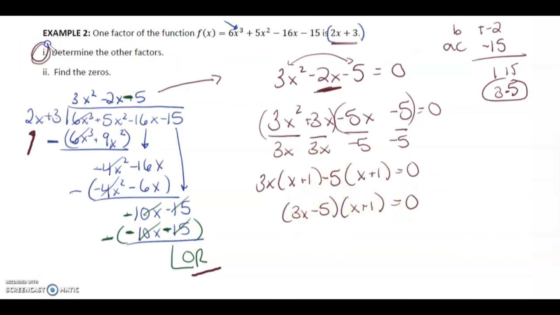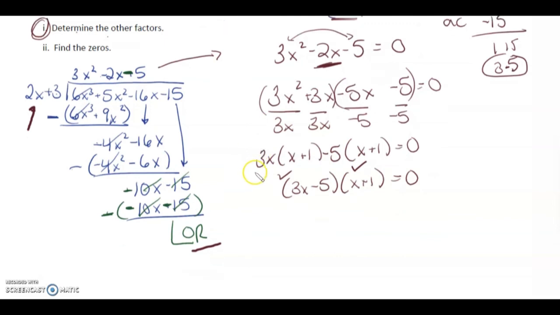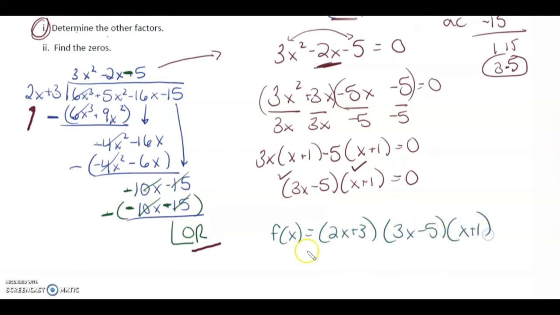So number 1 is done. Determine the other factors: this is the other factor, and this is the other factor. Now, the question says find the zeros. Our function f at x can be written in fully factored form: 2x plus 3, 3x minus 5, and x plus 1. Now, all we have to do is branch each of these factors off and determine when each of these factors equals 0.